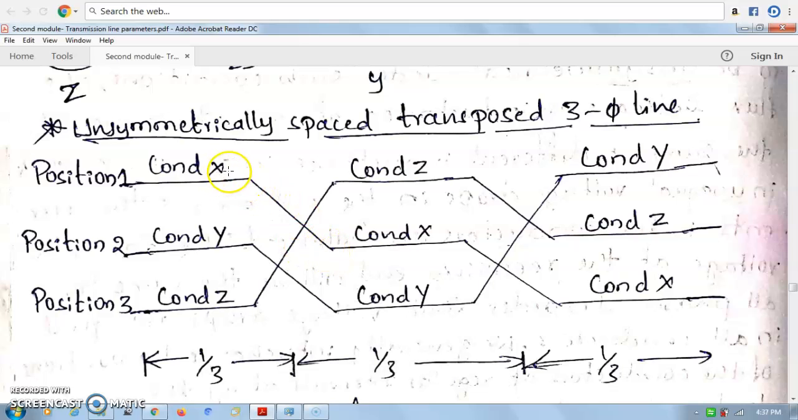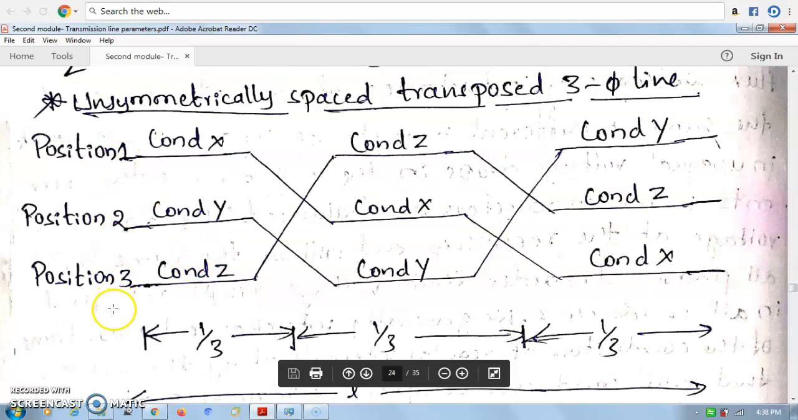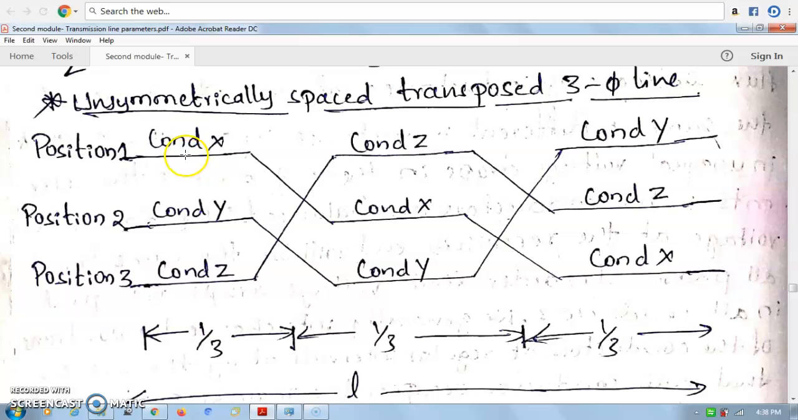The conductors in the individual phases are denoted here by x, y, z. First position, second position and third position, where the positions are given as 1 to 3. The same average inductance over the complete cycle is obtained due to the transposition. Here the x conductor is placed in the first position, next the x conductor is moved to the second position, next to the third position. So the flux for the x conductor is the average of the first position, second position, and third position. We have to take the average of all three positions.